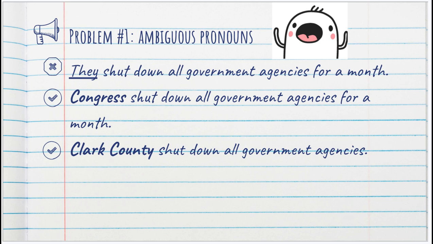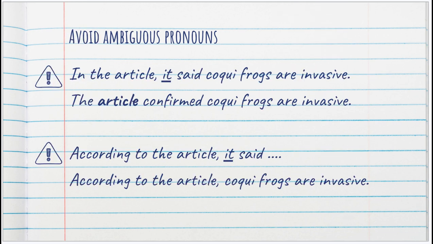When we are speaking, a lot of times we'll throw out pronouns. "They shut down all government agencies for a month," right? We're not quite sure who shut it down. But in our academic writing, it's not okay to use pronouns without an antecedent. So we need to be specific in our language and say Congress shut down the government agencies for a month, or Clark County shut down the government agencies, okay? And it gives me a better idea of what you're talking about.